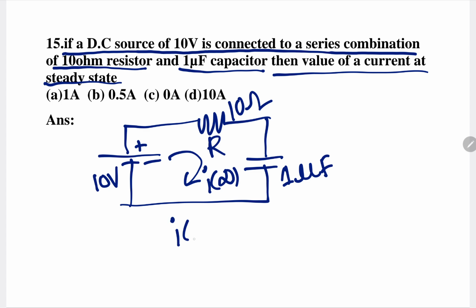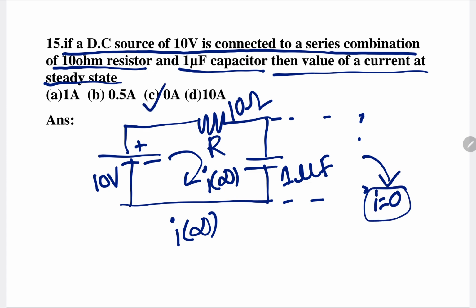Steady state condition means we have to find I at infinity. We all know that at steady state a capacitor acts as an open circuit. So this capacitor is going to act like an open circuit. In an open circuit, the current is equal to what? 0. So the answer is 0 amps.